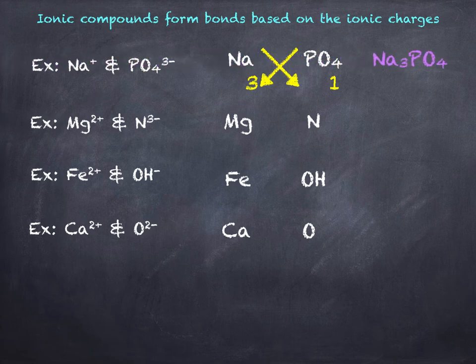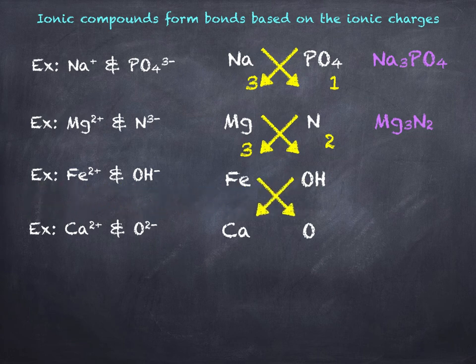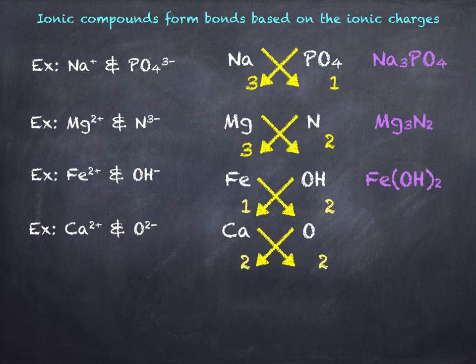Same thing for the next one. Mg has a +2, nitrogen has a charge of -3, so if we switch the charges, the compound would be Mg3N2. Next case is iron +2 and OH -1, so again, if we cross the charges, it will be Fe(OH)2. Last case is calcium 2+ and oxygen 2-. If we switch the charges, because they both are 2, we end up canceling them.